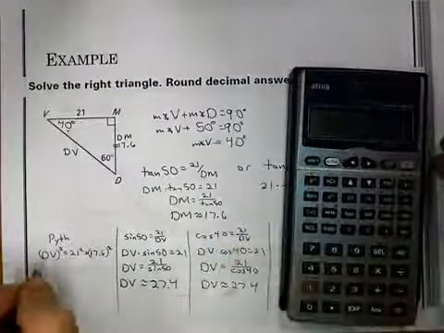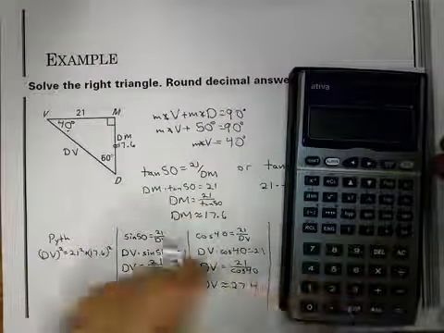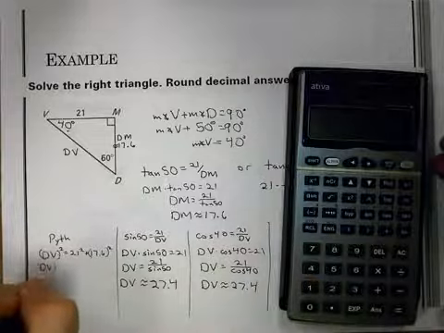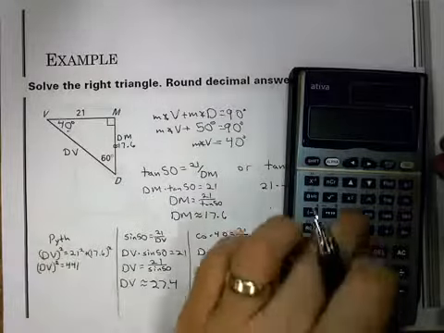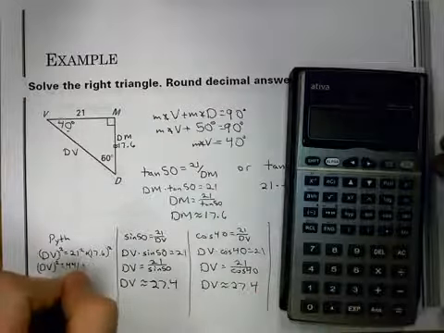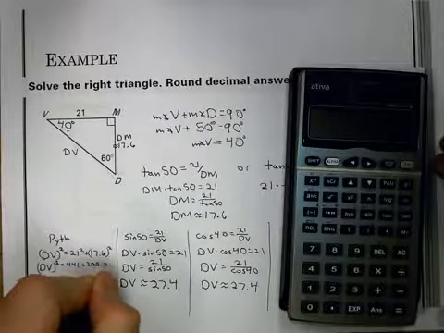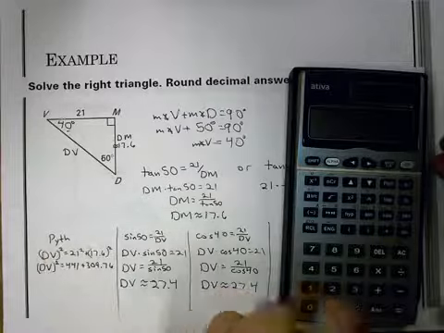And over here I get 21 squared is 441. 17.6 squared is 309.76. Let's add those together.